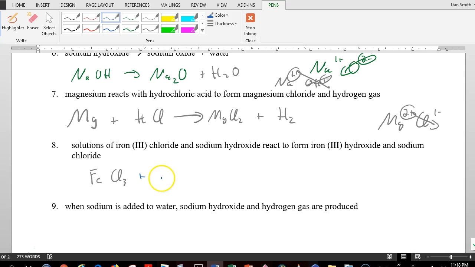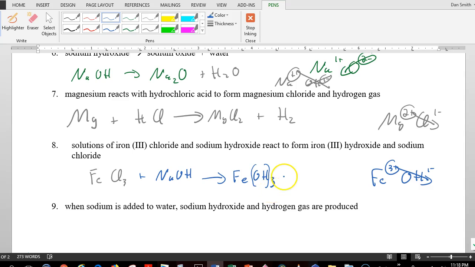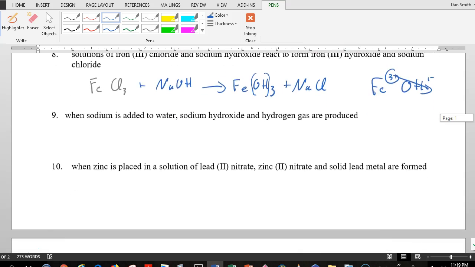Plus sodium hydroxide again to form iron 3 oxide. So there's the iron 3 plus, there's the hydroxide 1 minus, crisscross that to name it with FeOH with a 3 out here. Now that 3 is not just for hydrogen, but for all hydroxide. And so put parentheses around it so you know to distribute that 3 later. And then sodium chloride, NaCl, sodium plus 1, chlorine minus 1.